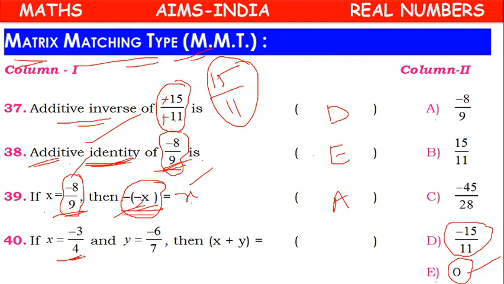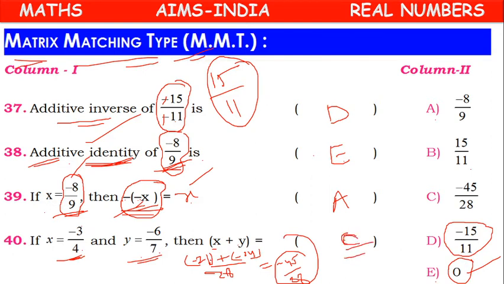So x equal to minus 3 by 4, y equal to minus 6 by 7. What is x plus y? What is the LCM of 4 and 7? 28. 4 and 7 LCM 28. 4 7s are 28, 7 3s are minus 21, plus 7 4s are 28, 4 into minus 6, minus 24. Minus 21, minus 24. So minus 45 by 28. C option is the correct answer.